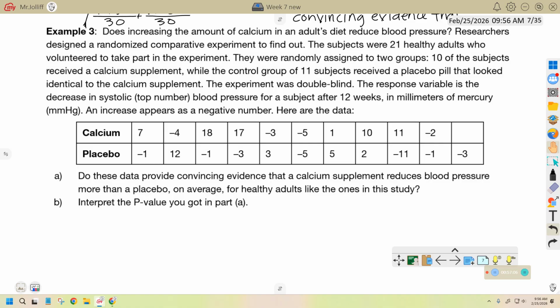The experiment was double blind. The response variable is the decrease in systolic blood pressure for a subject after 12 weeks in millimeters of mercury. An increase appears as a negative number. Here are the data. Do these data provide convincing evidence that a calcium supplement reduces blood pressure more than a placebo on average for healthy adults like the ones in this study? Interpret the p-value that you got in part A.